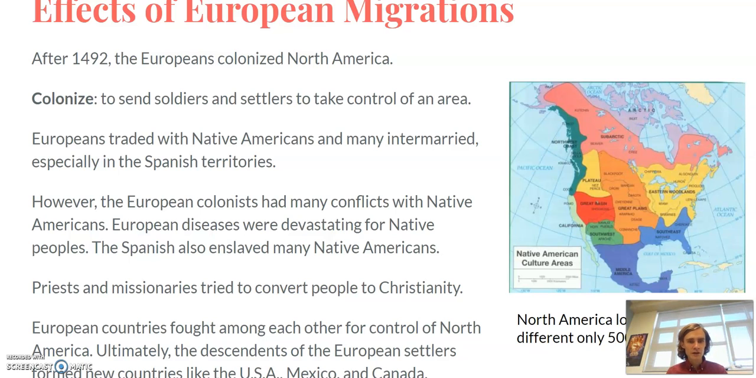European priests and missionaries tried to convert Native American people to Christianity. The European countries even fought amongst themselves for control of North America. Ultimately, the descendants of the European settlers formed new countries like the United States, Mexico, and Canada, which still exist today. That was sort of a brief overview of the history of North America. We'll go into more detail with that after winter break.